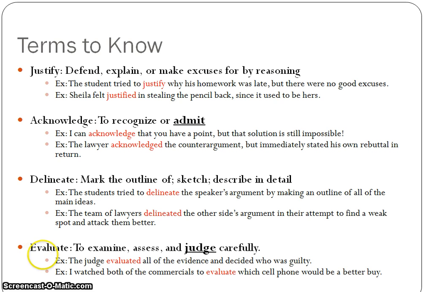Next is evaluating. If you evaluate, you're not just reading or listening. You're going to examine, assess, and judge carefully. For example, the judge evaluated all of the evidence and decided who was guilty. So remember that when you're judging or evaluating, you're making an actual decision. You're not just thinking about it, but you're coming to a conclusion.